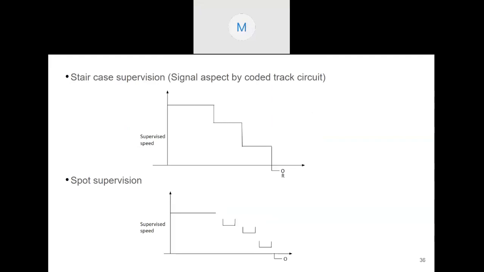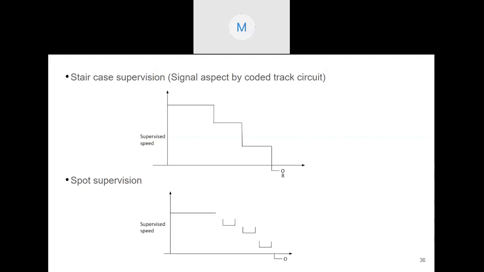Now the supervision of the speed, there are 2 categories. One is a step supervision. So the R aspect is there, we are supposed to have 0 speed. Then at different places, depending on the aspect of the signal, the code will be sent to the driver what speed he must go. Let us say the top of the step is unlimited 80 km speed. The next step can be say 45 or 70 kilometers, and the next can be 45 and then red. 45, for example, is between the caution and red.